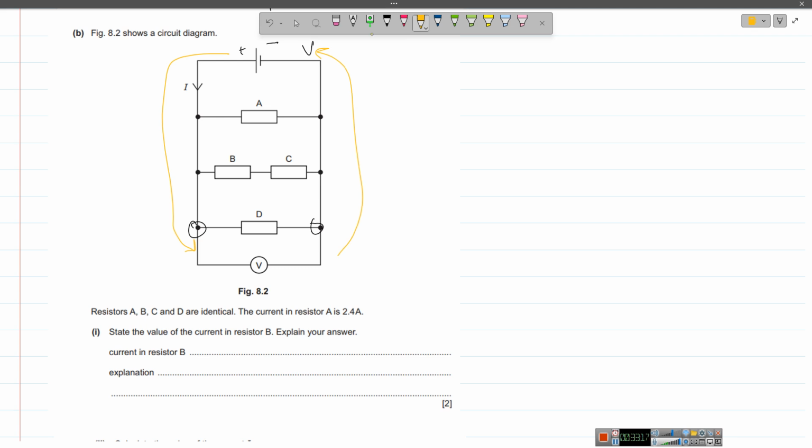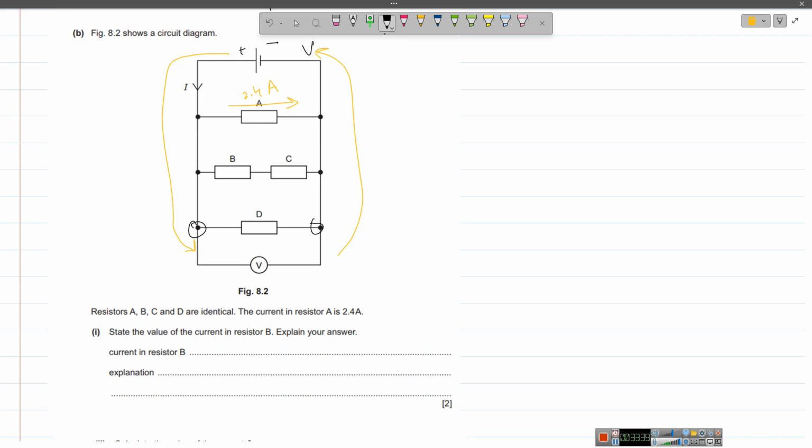A, B, C, D are identical, that's one thing. The current in resistor A is 2.4 amperes. So 2.4 amperes in A, right? So we don't know the voltage yet. State the value of the current in resistor B. Explain your answer. Current in resistor B, why? What would be the current in resistor B?